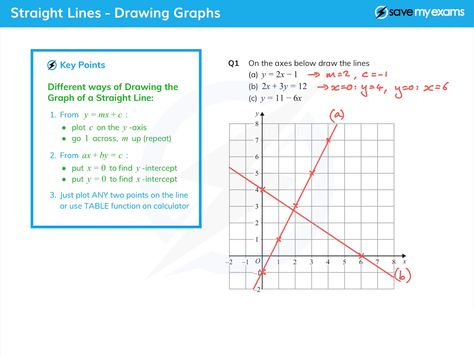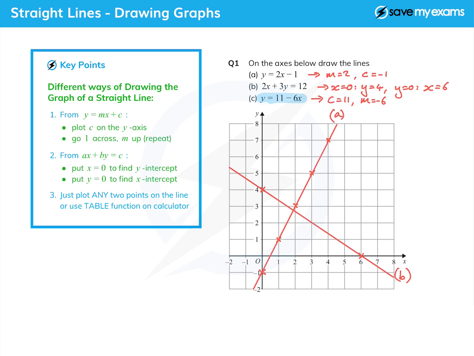Now, it looks here as though we should be able to use y equals mx plus c on this one. And if the graph was big enough, we could. Just notice that the two terms are the other way around, so we can read off the c first, that's 11, and the m is minus 6. But we can't plot this c equals 11 because my y-axis doesn't go up high enough.